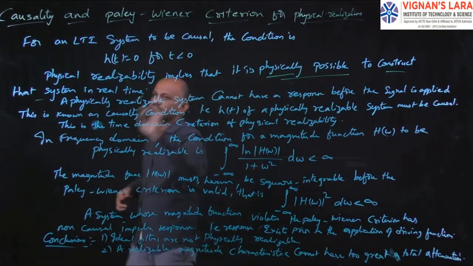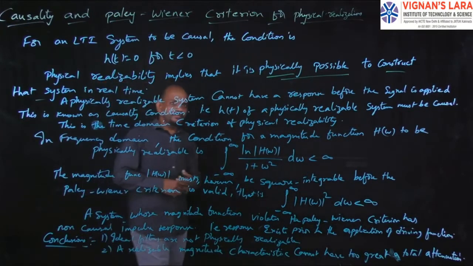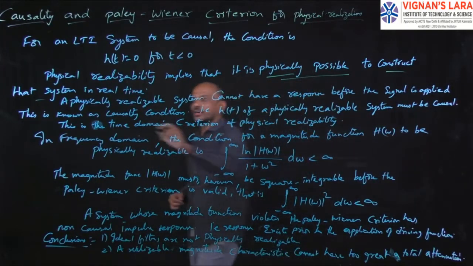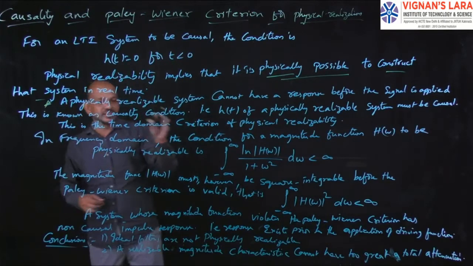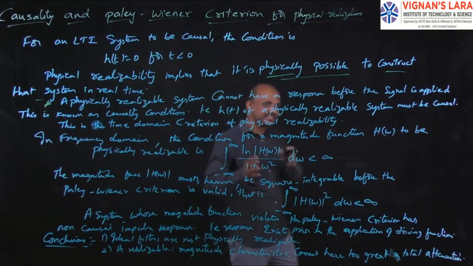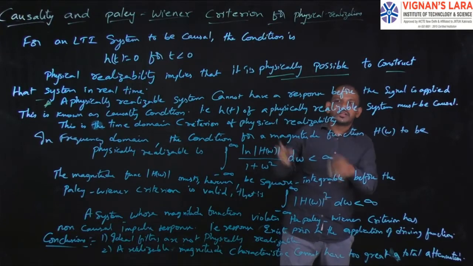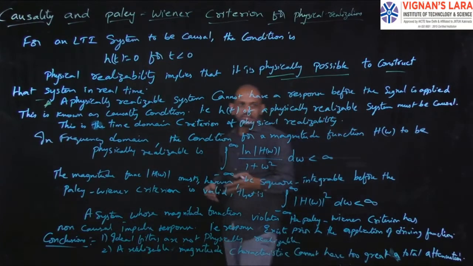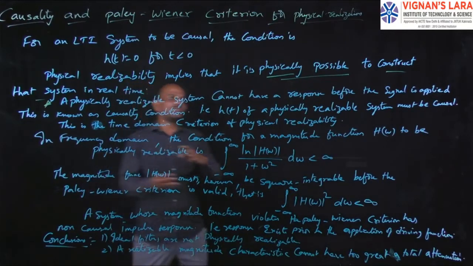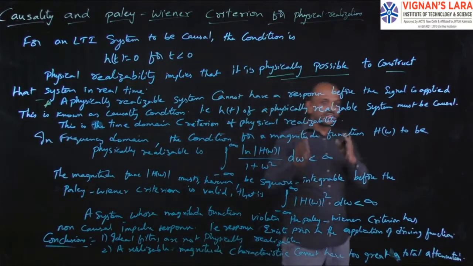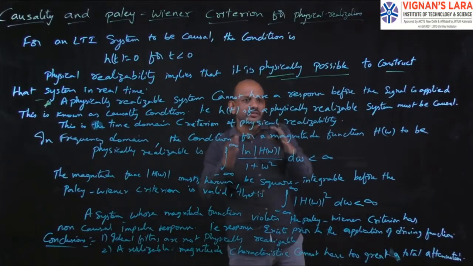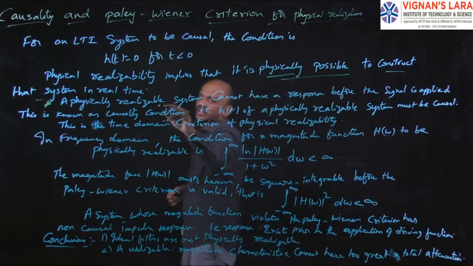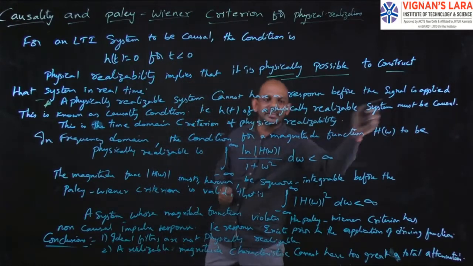Now, a physically realizable system cannot have a response before the signal is applied. Very important: a physically realizable system does not have an output before the input is applied. It generates the output only after the input is applied. So a physically realizable system cannot have a response before the signal is applied.